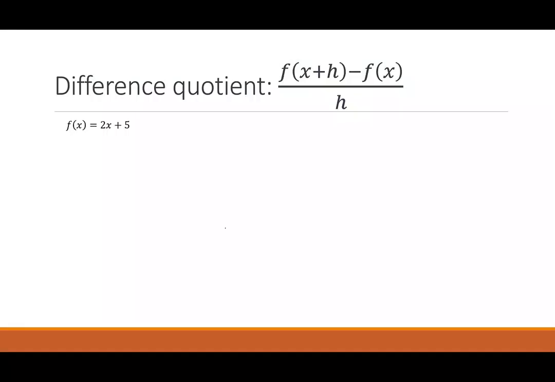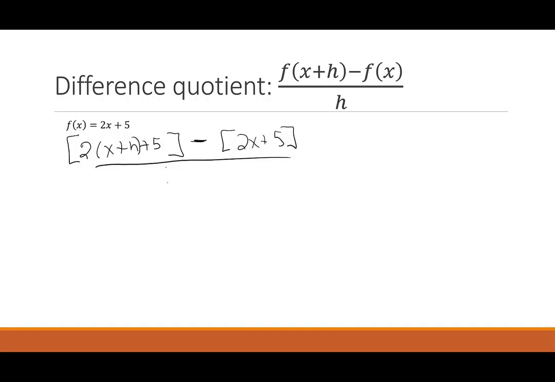So let's try that with the function 2x plus 5. So if I do f of x plus h, I have 2 times x plus h plus 5. I'm going to put that in brackets to show that's my first piece. Minus f of x is 2x plus 5. And I'm dividing by h. So you have to kind of think sometimes, why are we doing this? This really is like slope. Remember, we took the difference of two things, and that's what the difference quotient is. It's just kind of hidden the way we're looking at it right now.